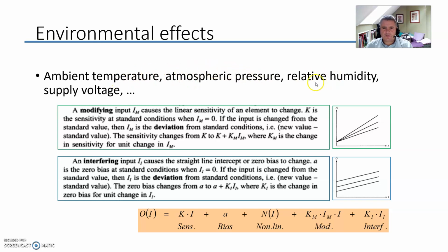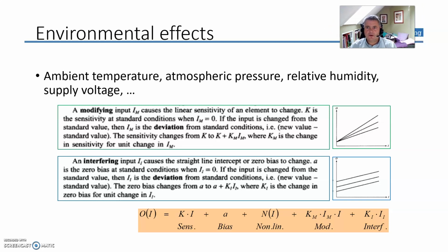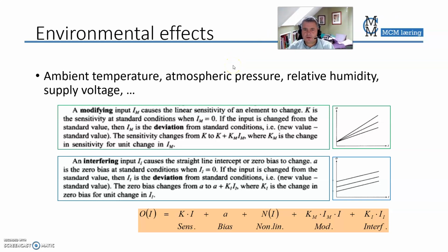So these environmental effects are undesired. We don't want them to be present in our measurement system because we want the measurement system to do one job, and that is to measure what it's designed to measure. For example, the pressure transmitter that I talked about a few seconds ago. We want it to detect pressure. We don't want it to detect the ambient temperature or whatever is outside the measurement system.